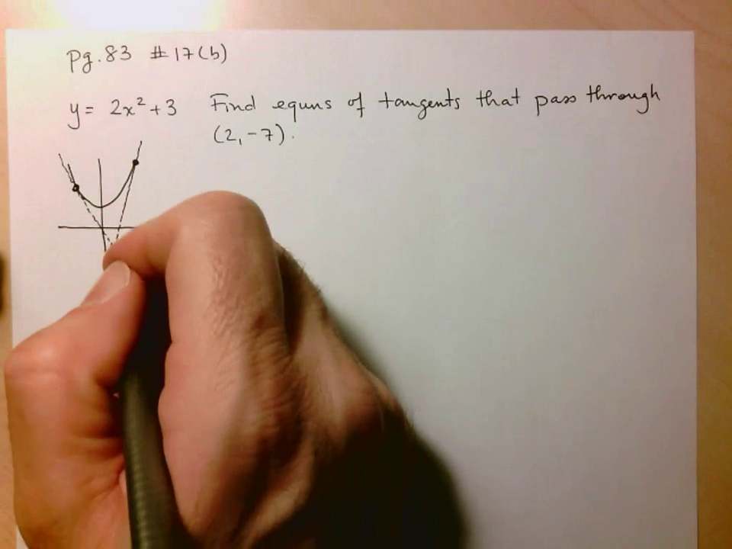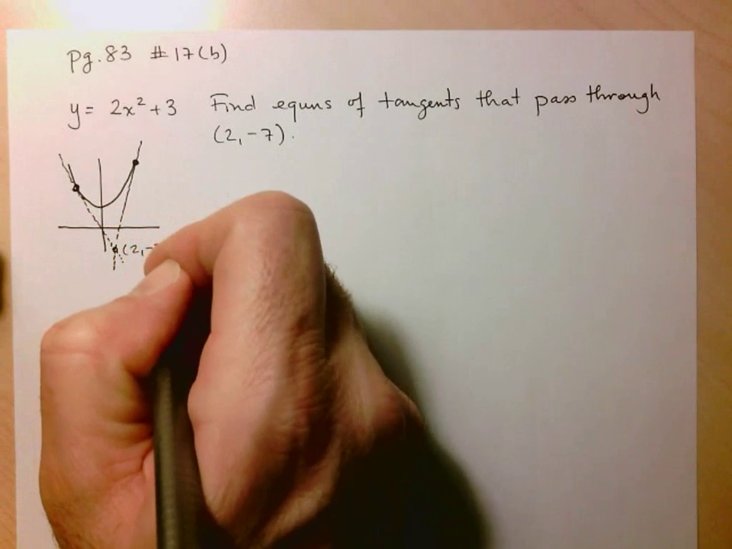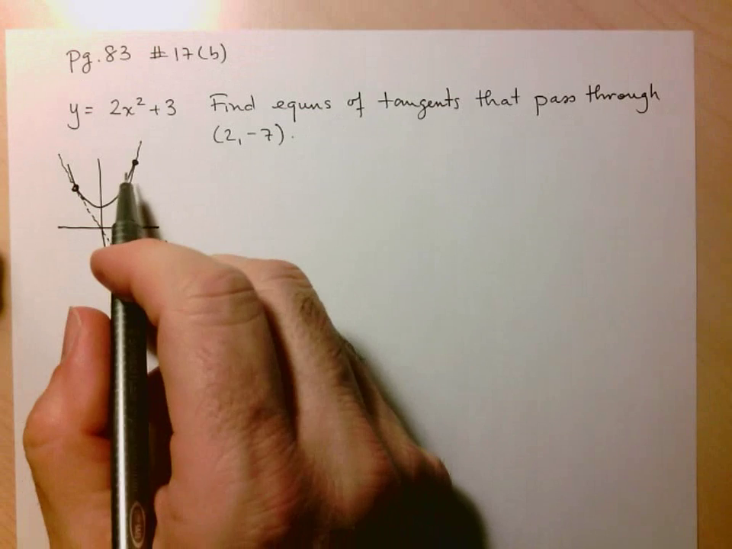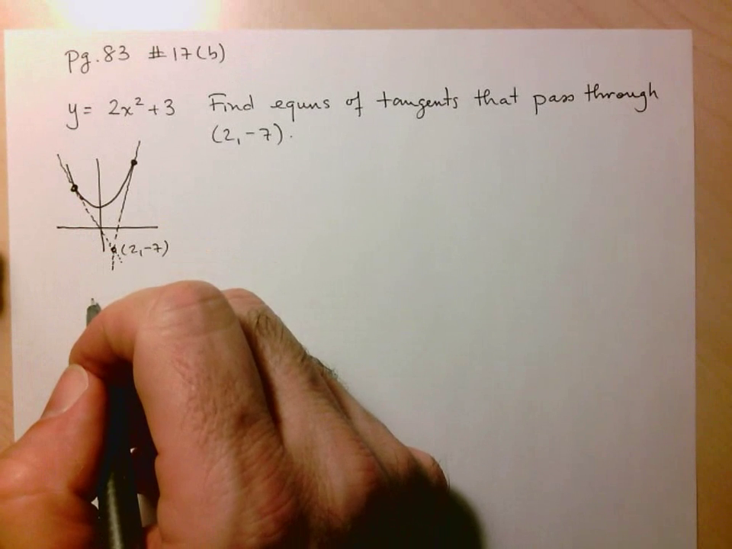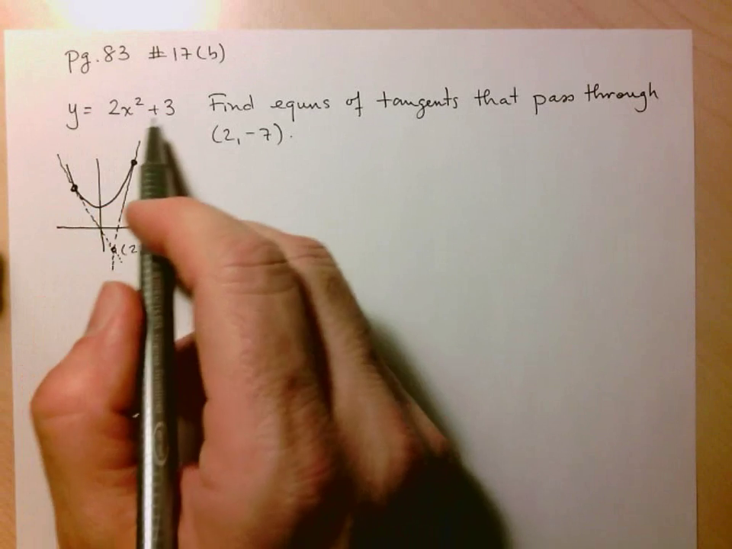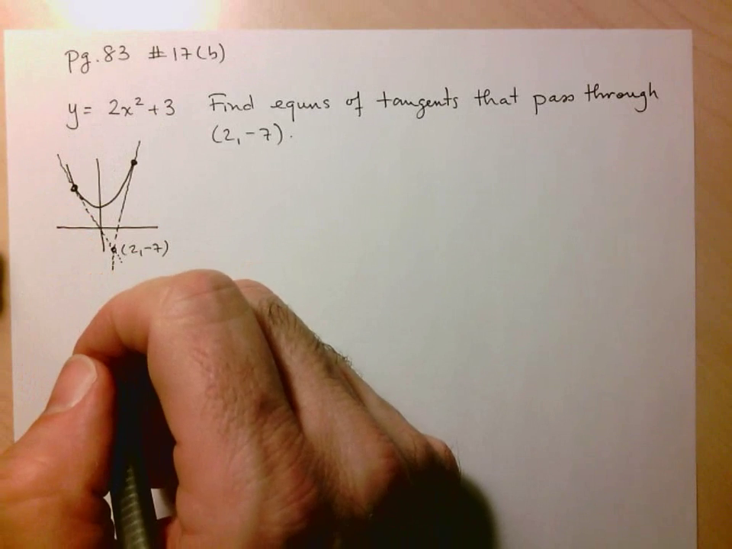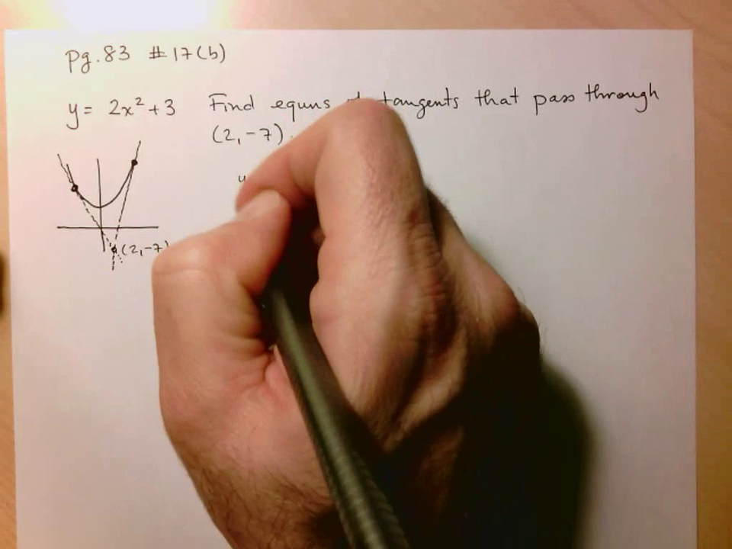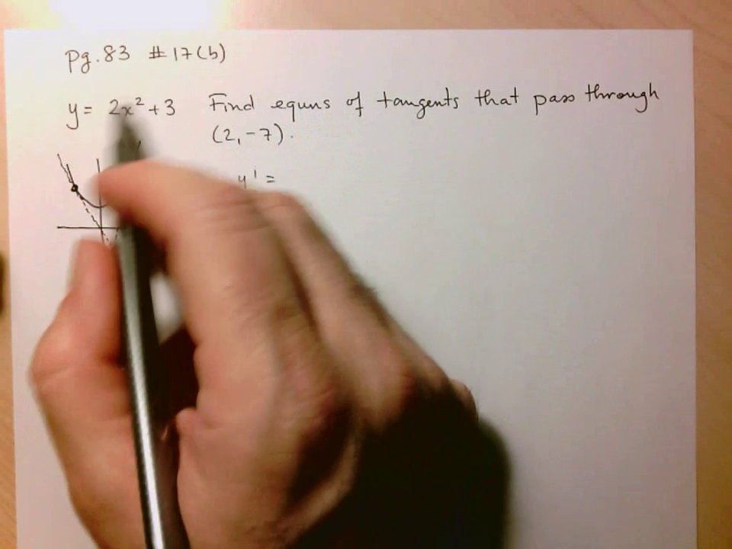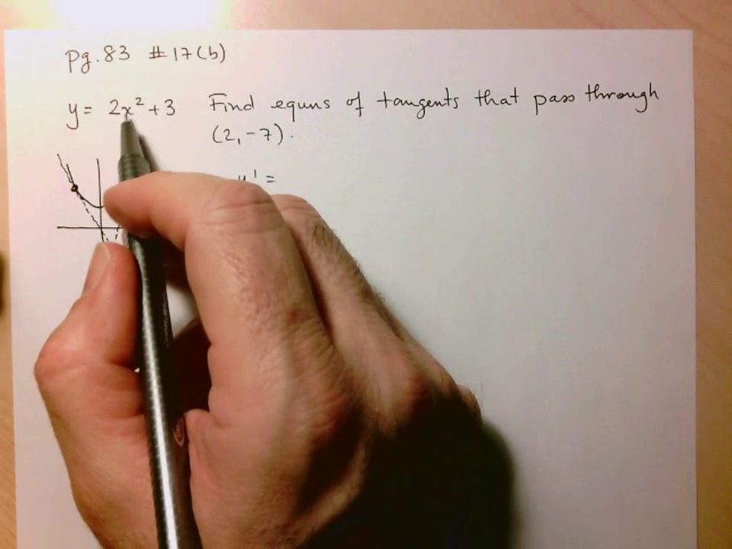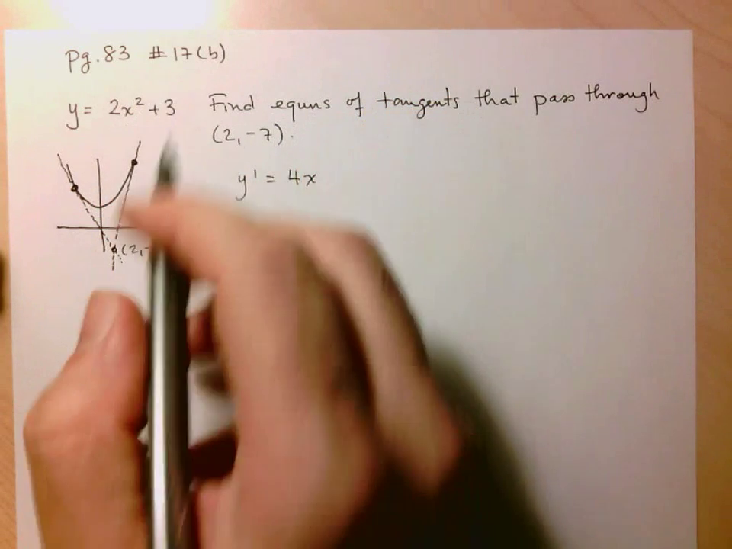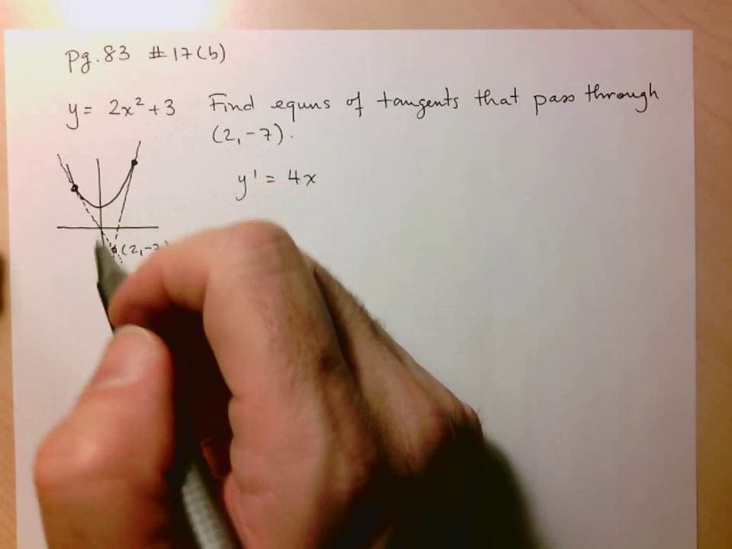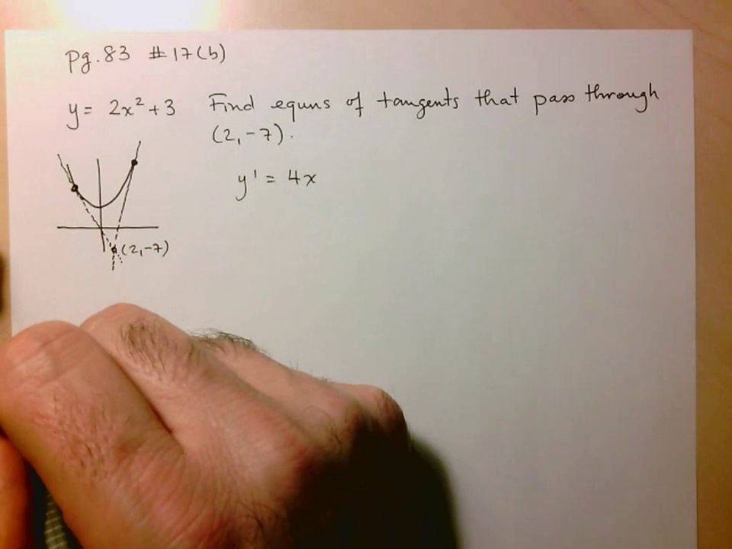We know a point on them, (2, -7), and we know that these two lines are tangent to the function 2x² + 3. So we know that the derivative of this function gives us the slopes of the tangents. So y prime equals the derivative of this function: 2 times the derivative of x², which is 2x, so 2 times 2x is 4x. And the derivative of 3, that's just a constant, so that's 0, plus 0.